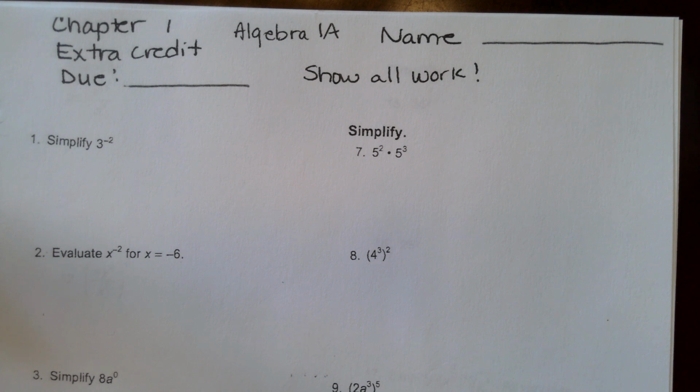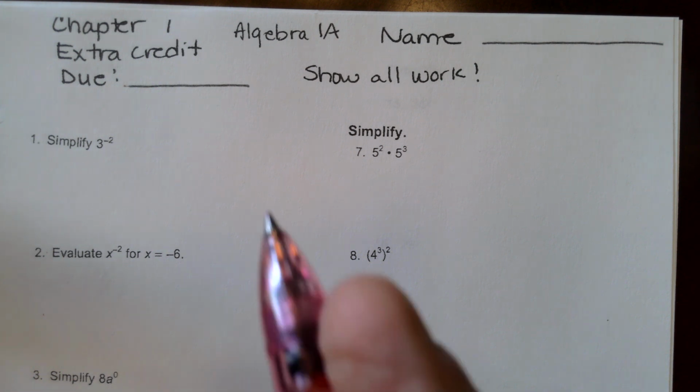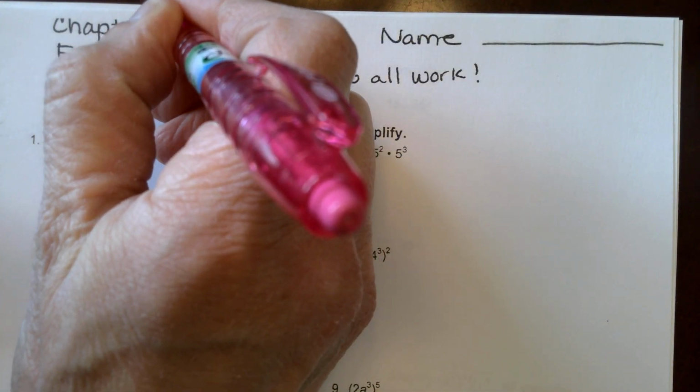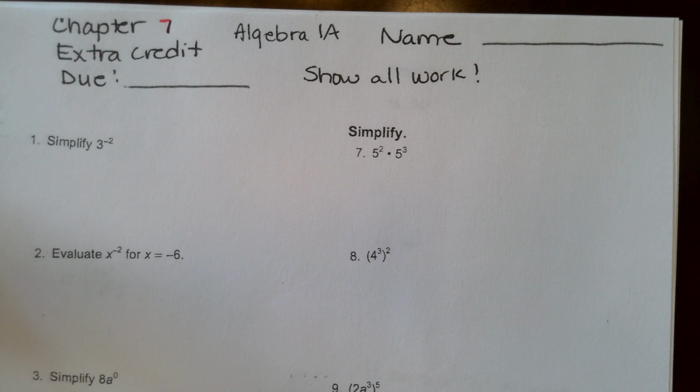All right, we are doing Chapter 7. Although it looks like Chapter 1, we are not in Chapter 1. Let's fix that. We are in Chapter 7, so we're going to cruise through the extra credit review here. And hopefully you guys have a good understanding of what's going on.